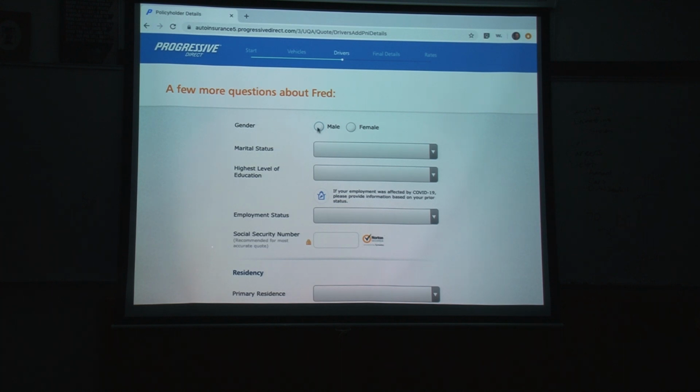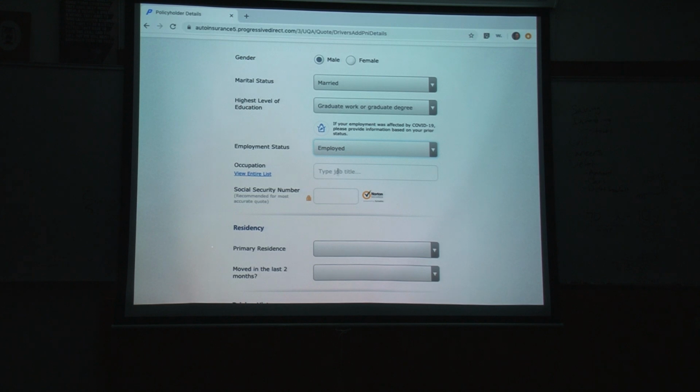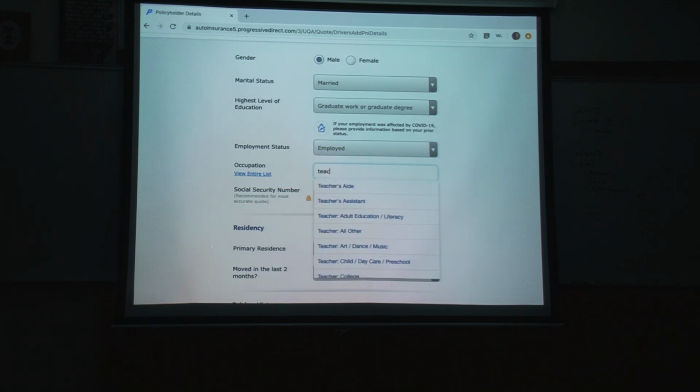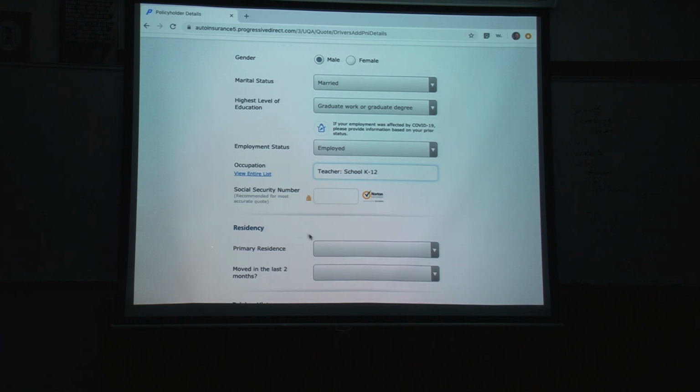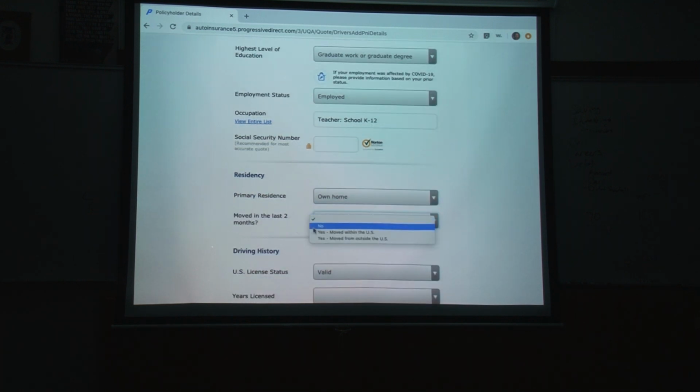Now, we're going to say that we are married. I've got all kinds of education, so we'll put that. You don't need to put a social security number. It's asking me what my job is, so I'm going to put a teacher, K through 12. Primary residence, we own our home. We're going to say moved in the last 2 months.